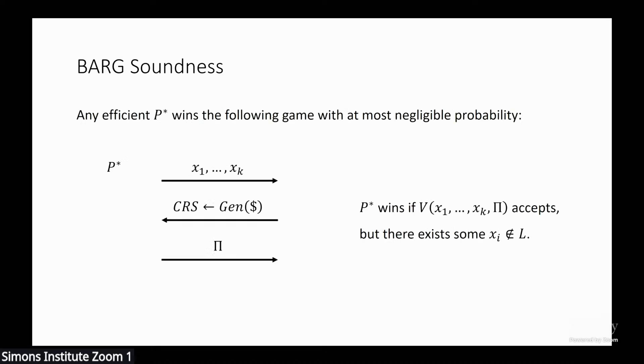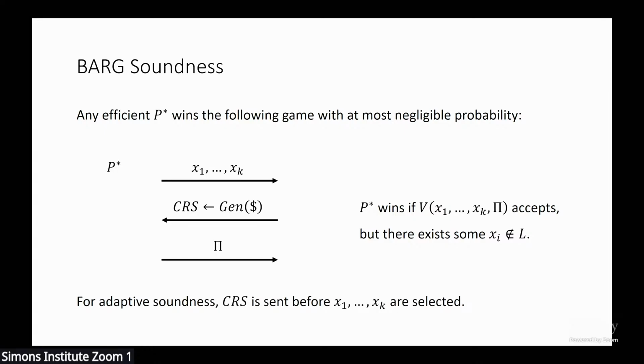We say that every efficient adversary P star wins the following soundness game with negligible probability. P star chooses a sequence of instances. We give it a random CRS, and then it needs to give us a proof. The adversary wins if this proof is accepting, but at least one of the statements is false, not all the statements are true. This is what we call non-adaptive or selective security.